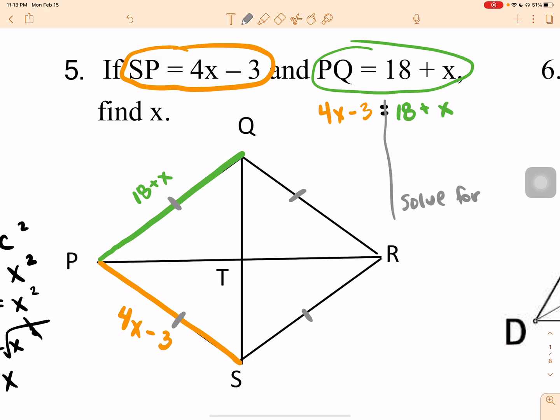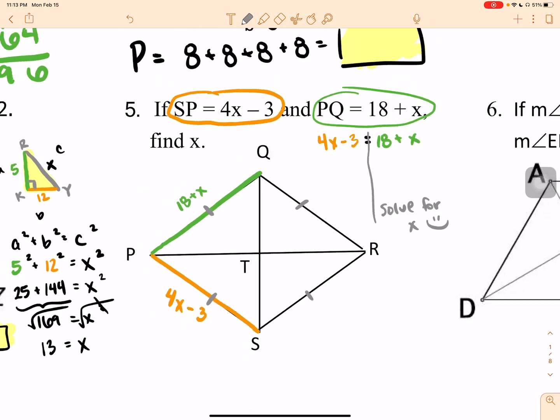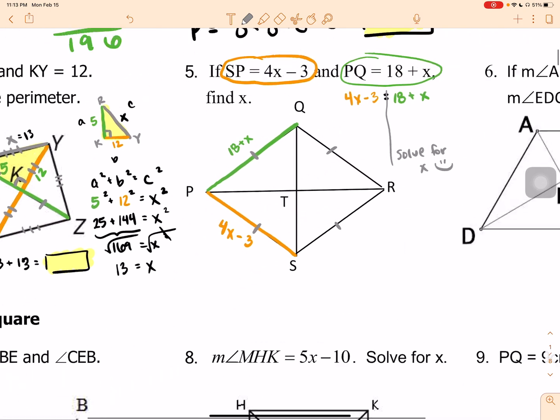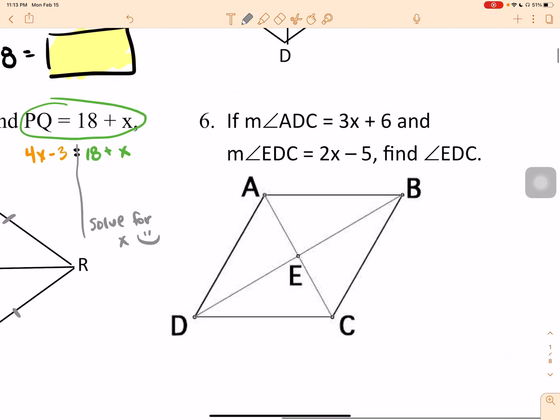You should definitely know how to solve for x. Okay? Go for it. You got it. Solve for x, and then you're done with that one. Okay? It's really just knowing what do I need to do given that this is a rhombus? So we're still in the rhombus section. Numbers 1 through 6 are all rhombus. Next will be square.